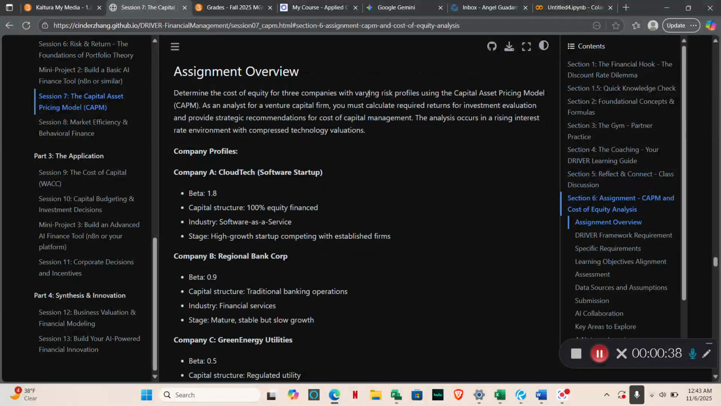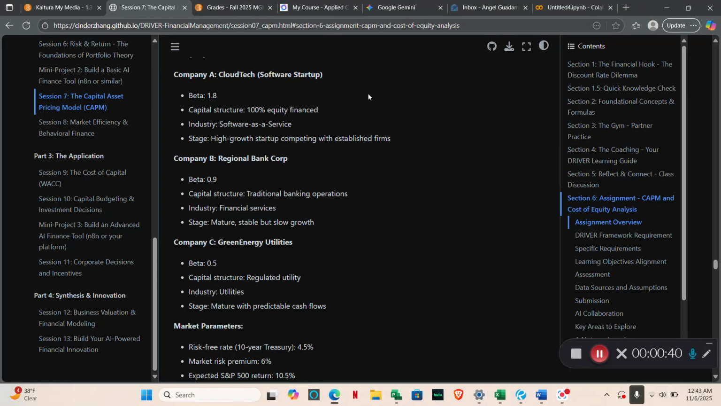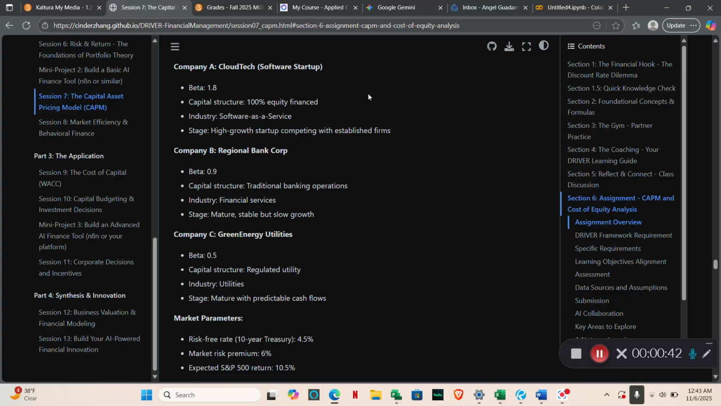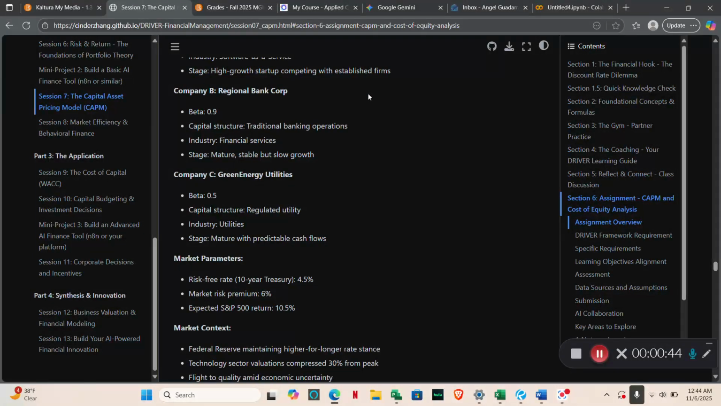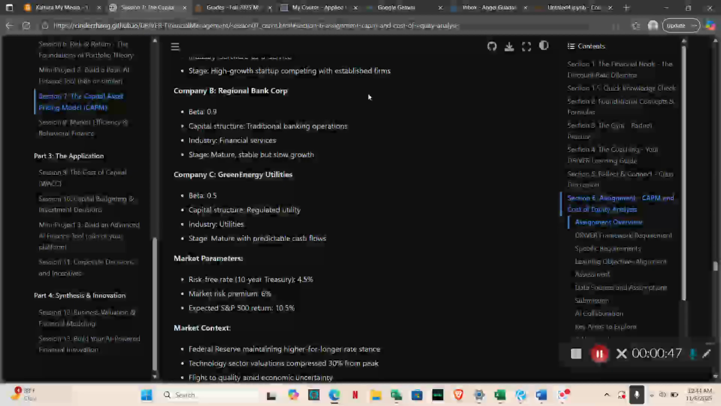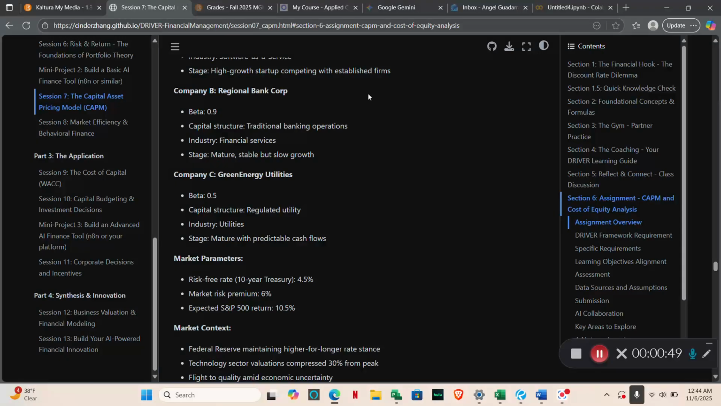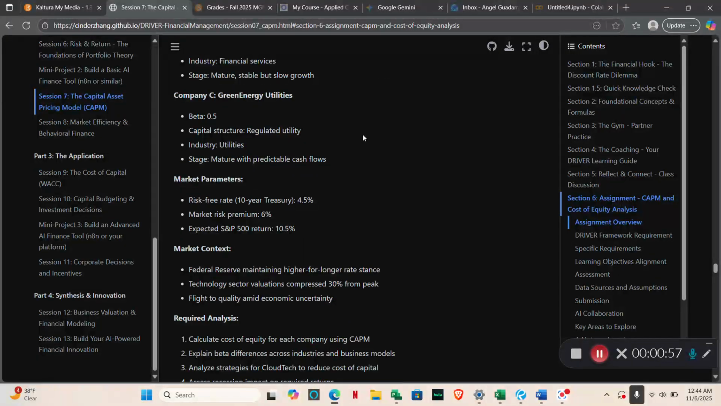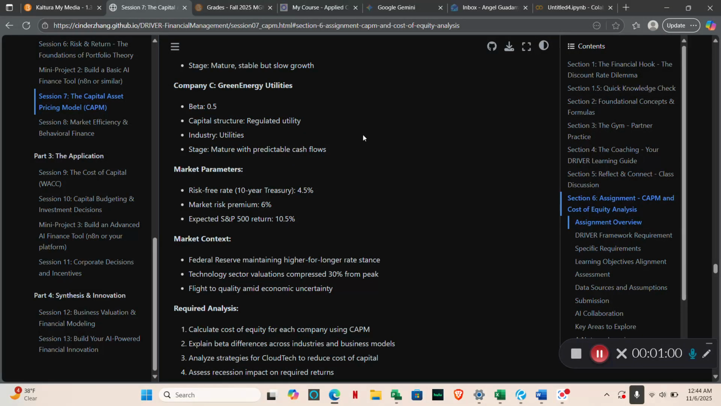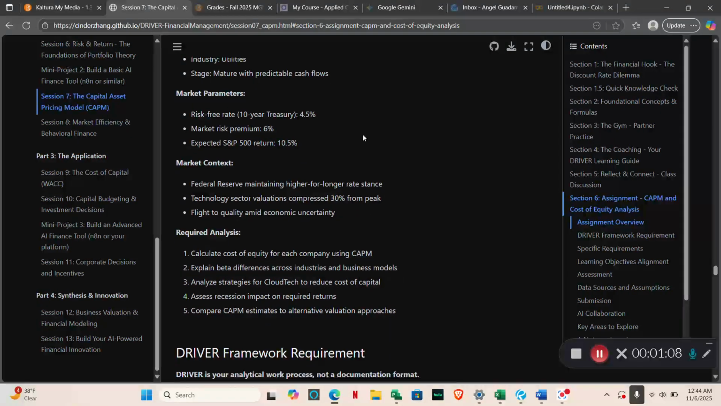So we have 3 different companies, as you can see. We have CloudTech, Regional Bancorp, and Green Energy Utilities. We have different market parameters we have to consider, such as the risk-free rate for 10-year treasuries at about 4.5%, market risk premium at about 6%, and expected S&P 500 return at about 10.5%. Some context for the market: the Federal Reserve is maintaining a higher-for-longer rate stance, and technology sector valuations are compressed 30% from peak. Flight to quality amid economic uncertainty as well.